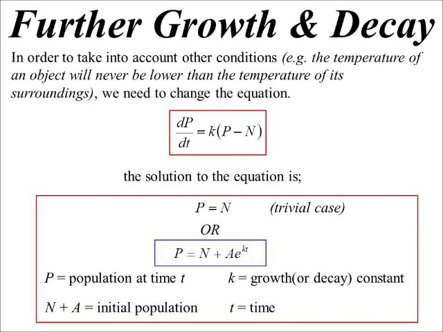P is still population. N plus A would now be the initial population. If you think about it, because sub in t equals 0, you'll get N plus A. k is still our decay or growth constant. t is still time.